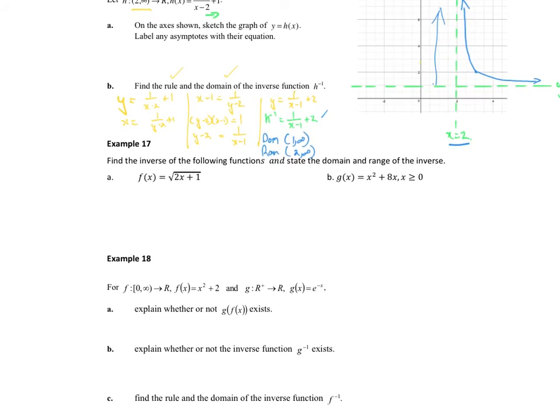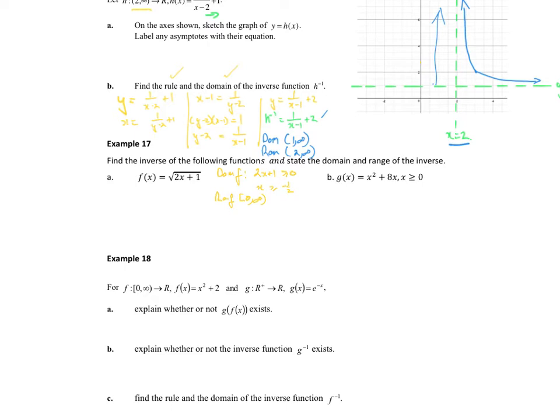Find the inverse of the following functions and state the domain and range of the inverse. So as soon as you have to find a domain and range, I think it's often worthwhile to find them first. So for the domain of f, we need 2x plus 1 to be greater than or equal to 0. So x is going to be greater than or equal to negative a half. So there's the domain. And that's the square root function that hasn't been moved at all. So the range of f is 0 to infinity.